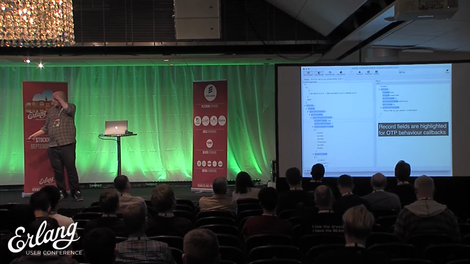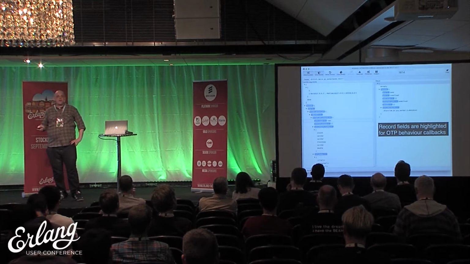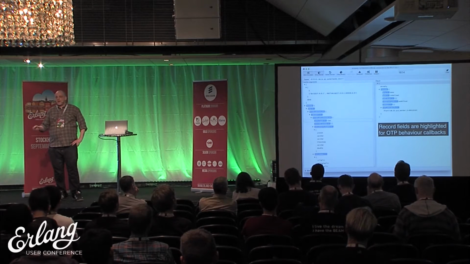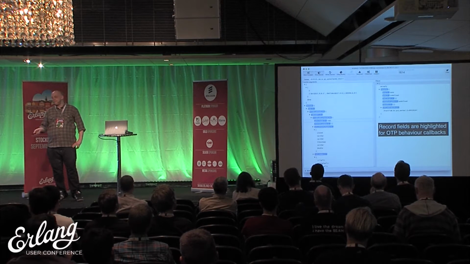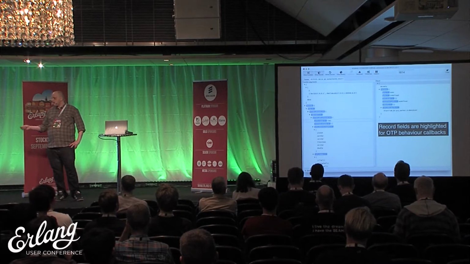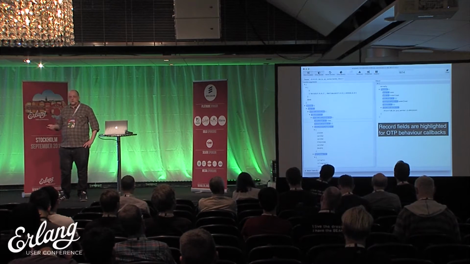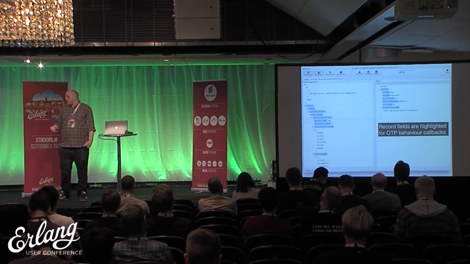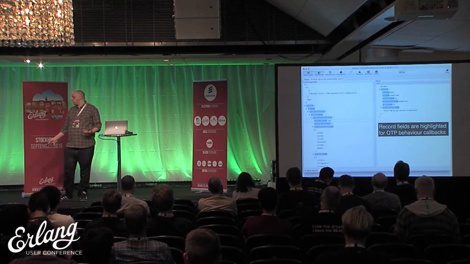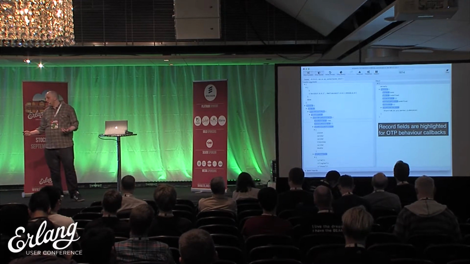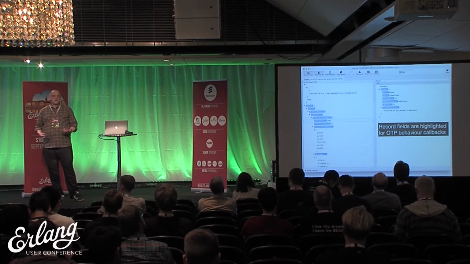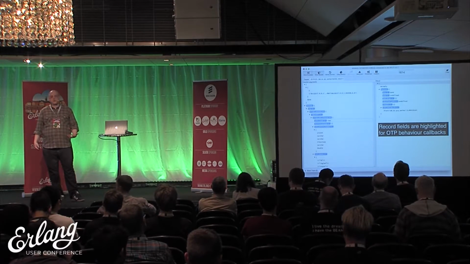On some tracers, for OTP behavior callbacks, we can actually annotate the records for the arguments and the results. We can do that because we know that the last argument of the function and the last element of the result tuple is going to almost certainly be some sort of state record.